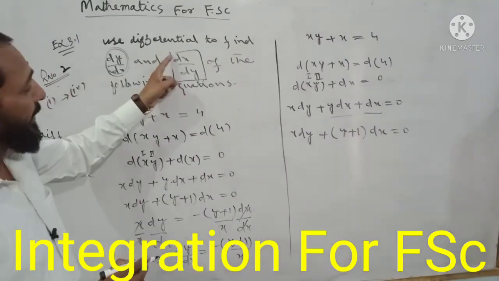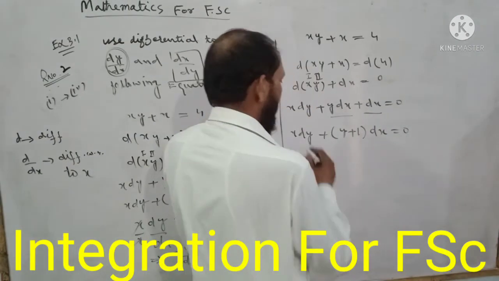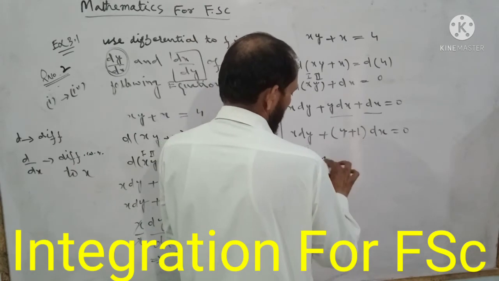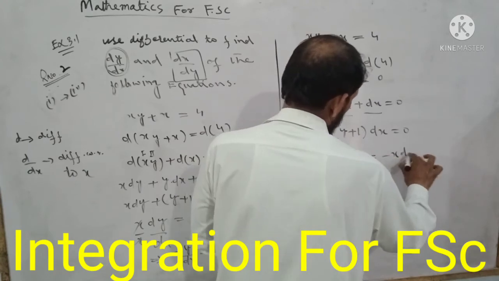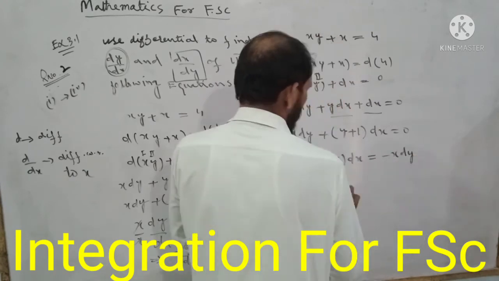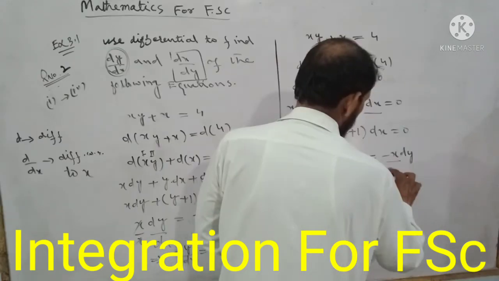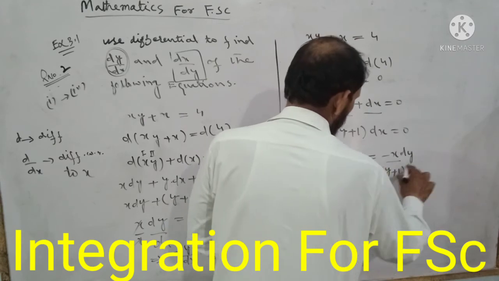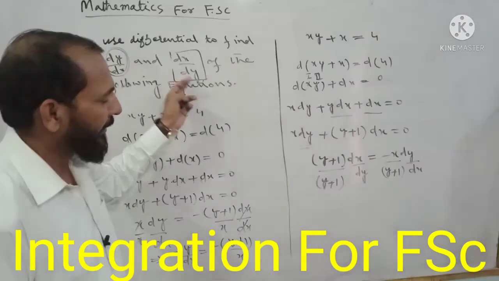Here we can find dx over dy. We write dx here and dy over dy on the right hand side. We can apply y plus 1 divided on both sides, and dy divided on both sides, because we have dx over dy.